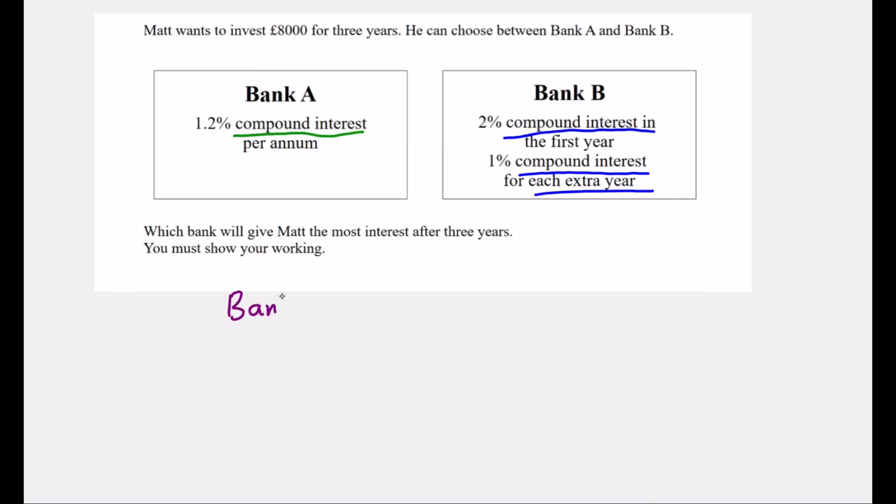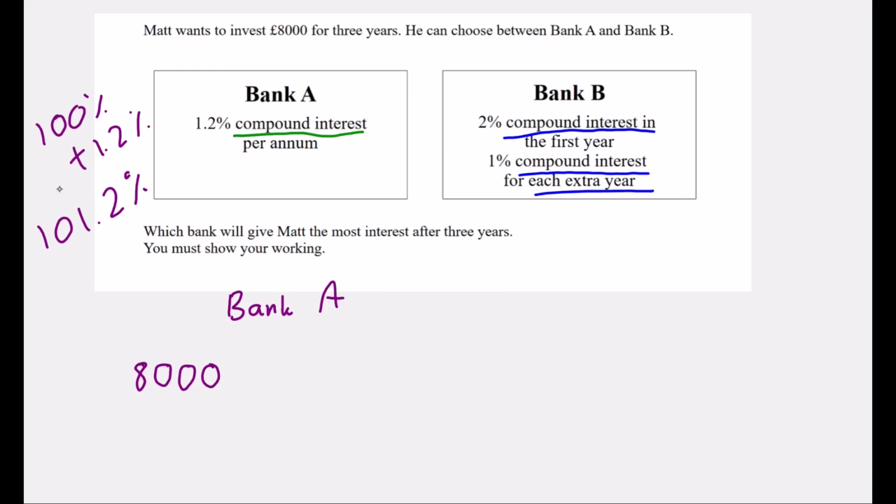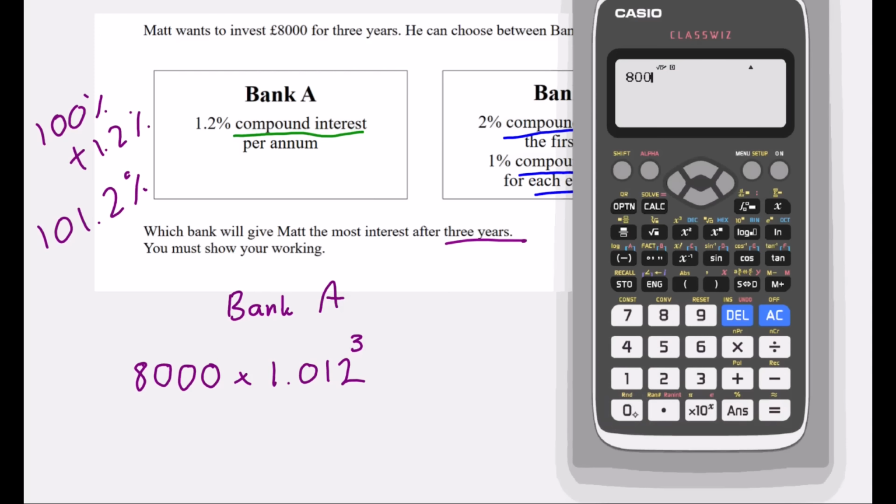So for Bank A, he starts with £8,000. He wants to add on 1.2% per year. So 100% plus 1.2% is 101.2%. So to get 101.2%, to add on 1.2% in one calculation, we multiply by 1.012. We want to do it 3 times for 3 years. So cube it. So 8,000 times 1.012 cubed, £8,291.47p.